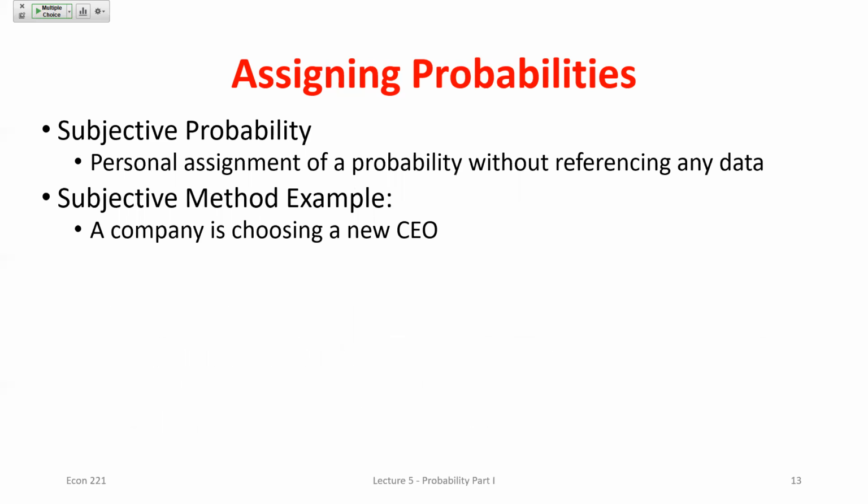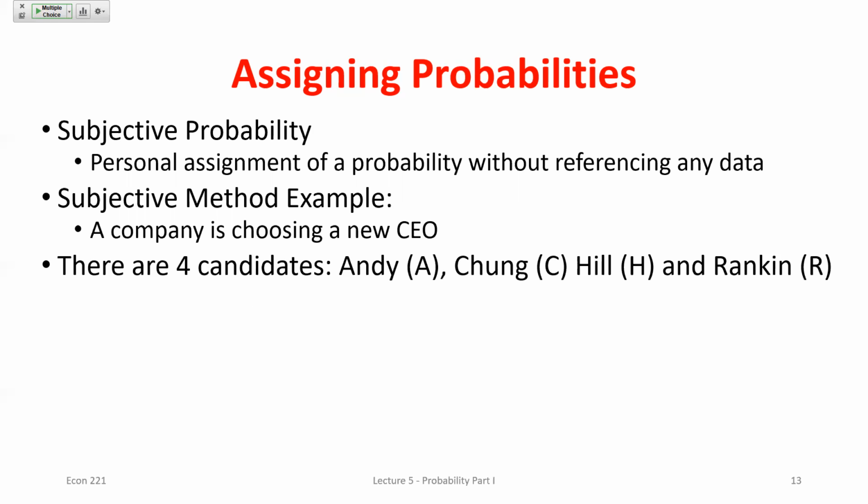And then the last one, which kind of seems hokey, is the subjective method, right? Based off of some knowledge or expertise, you just assign the probabilities. Well, this seems kind of hokey, right? But you can imagine a scenario like a company trying to hire a CEO, and I've got 4 different candidates. Well, I can't use the experimental method here because I can't run this hiring process over and over to determine how many times this company chooses candidate Hill and how many times it chooses candidate Ranking, right? You can only run this one time.